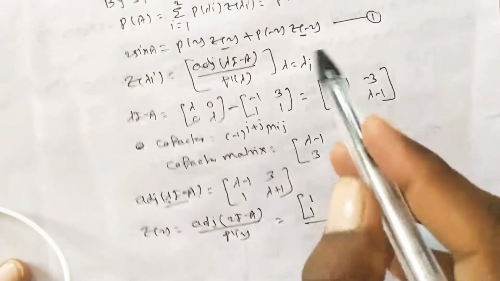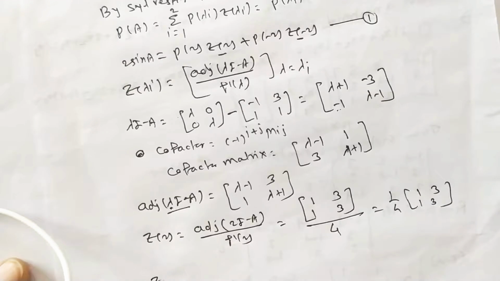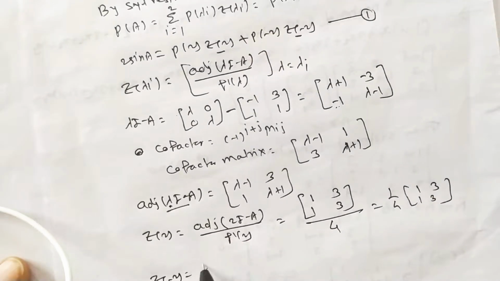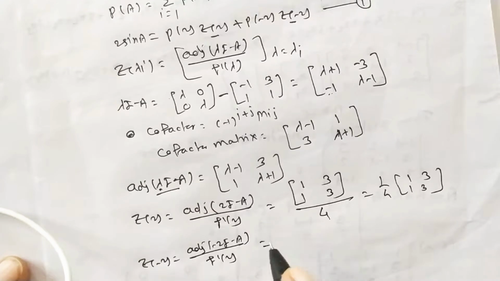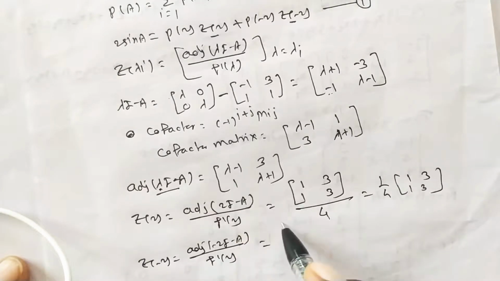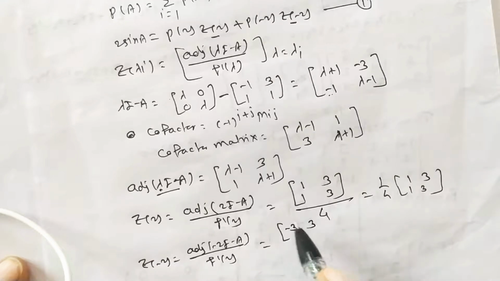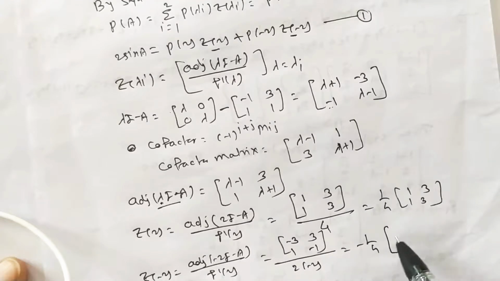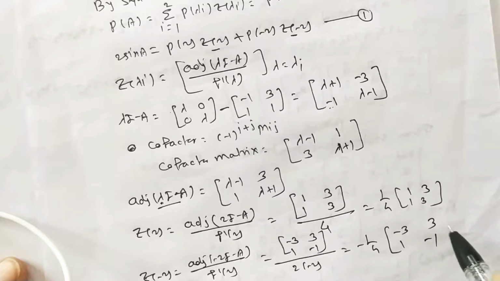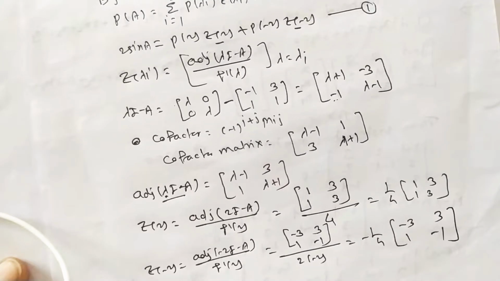Okay. Then we want Z of minus 2. So how do we calculate Z of minus 2? Z of minus 2 is equal to adjoint of minus 2I minus A upon f dash of minus 2. So put lambda equal to minus 2 here: minus 2 minus 1 is minus 3, 3, 1, minus 2 plus 1 is minus 1, divided by f dash of minus 2, which is 2 into minus 2. So this is minus 1 by 4 into minus 3, 3, 1, minus 1. Okay, so this is the value of Z of minus 2. Now put in 1.